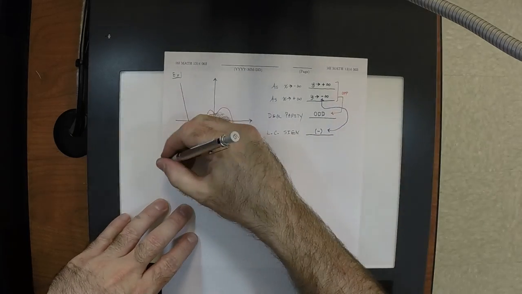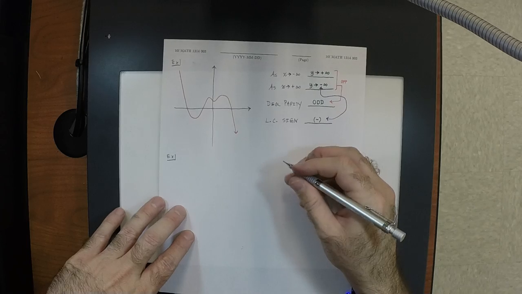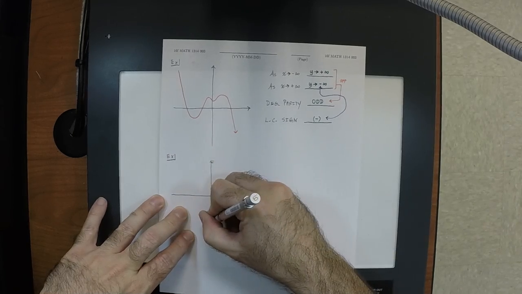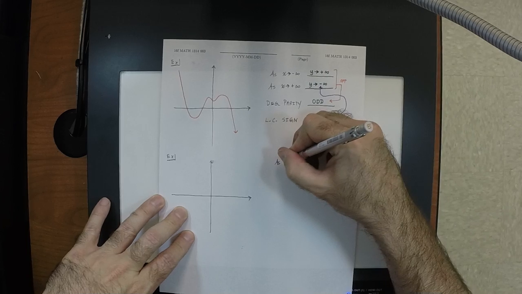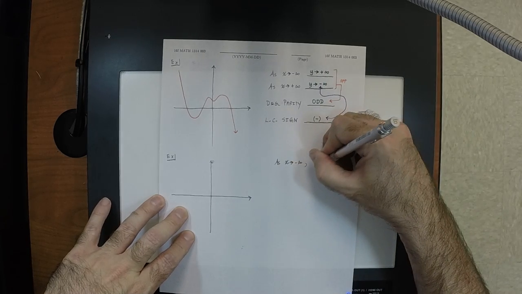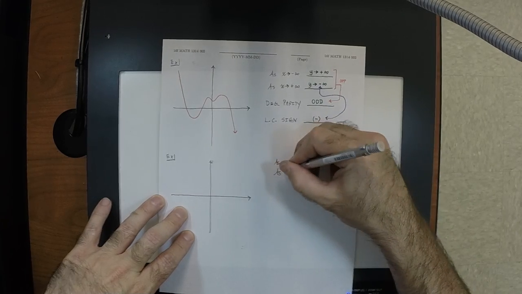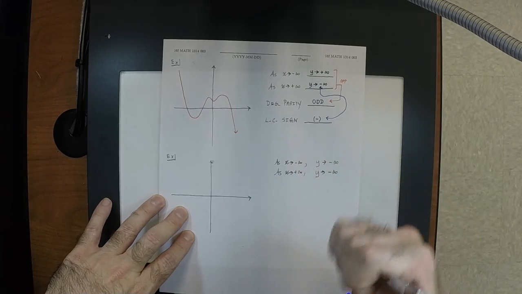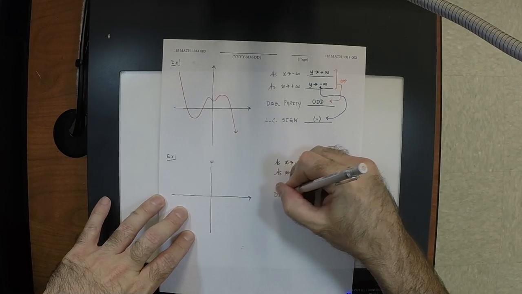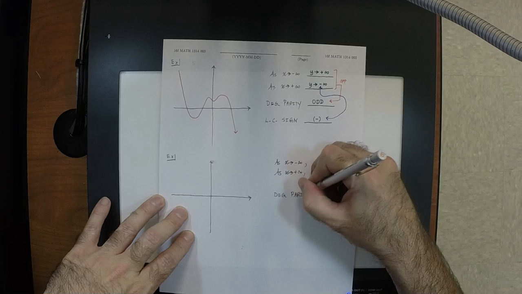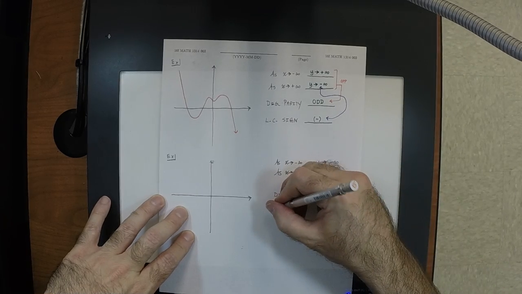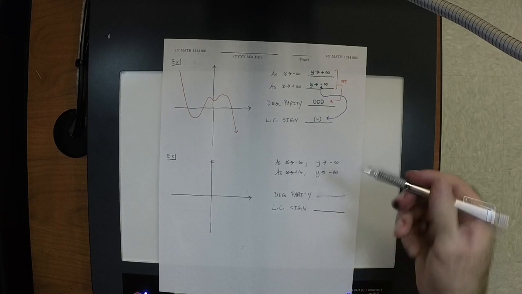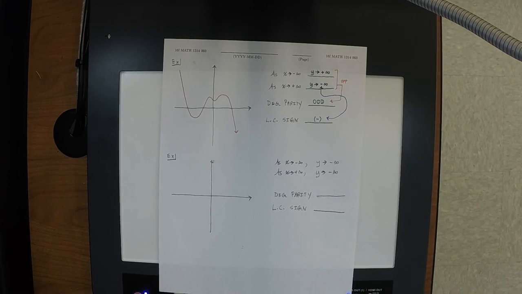Okay, so now I'm going to do the same kind of thing, except now I'm not going to draw a picture. Now I'm going to give you these two sentences. As x goes to the left, y goes down. As x goes to the right, y goes down. And I want you to draw a picture that does that, and also tell me the degree parity, and the leading coefficient sign. So now I gave you these two. You fill in the other bits.